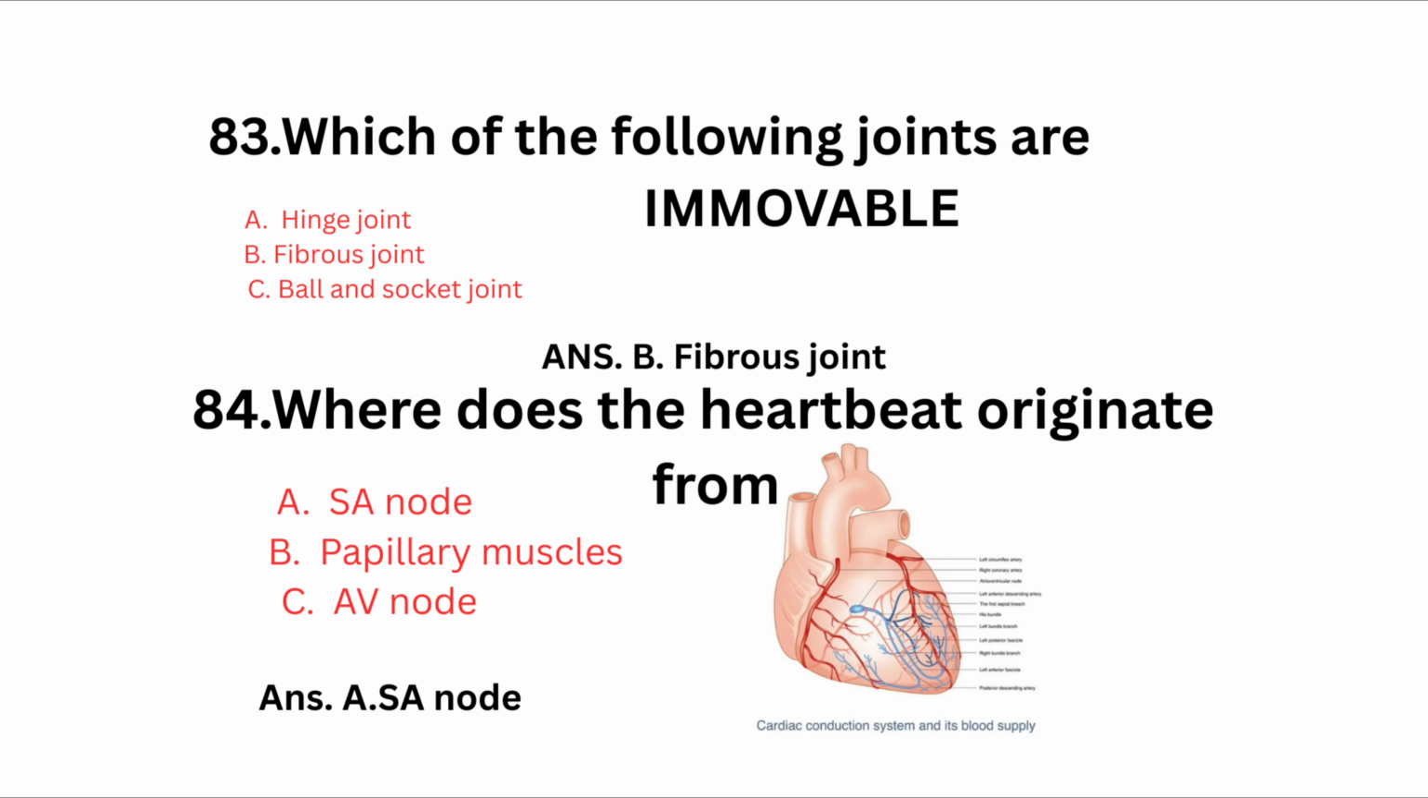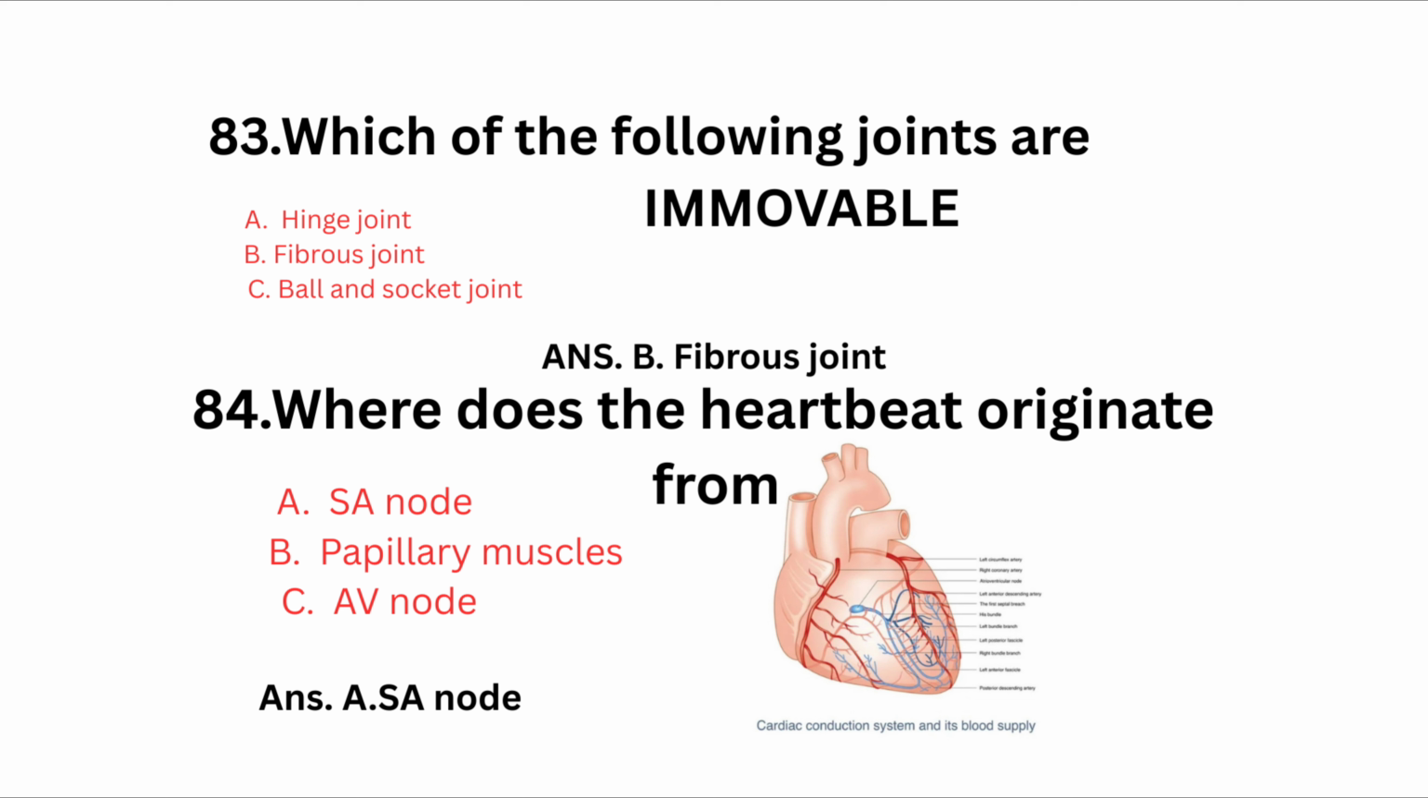83. Which of the following joints are immovable? A. Hinge joint. B. Fibrous joint. C. Ball and socket joint. Shoulder is ball and socket. Remember, the answer is B. Fibrous joint, which is present in the sutures of the cranium.